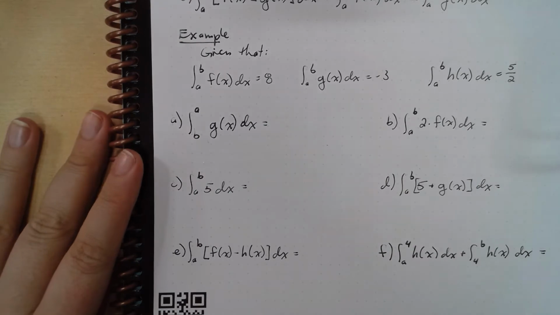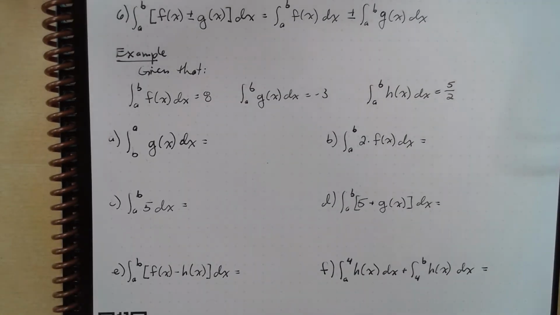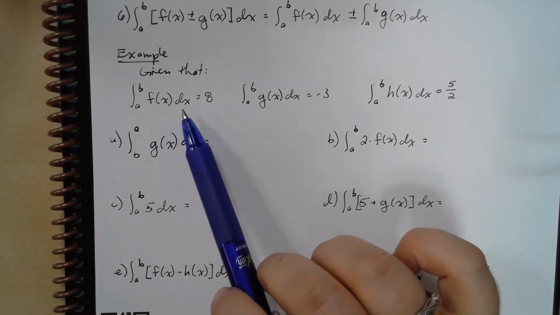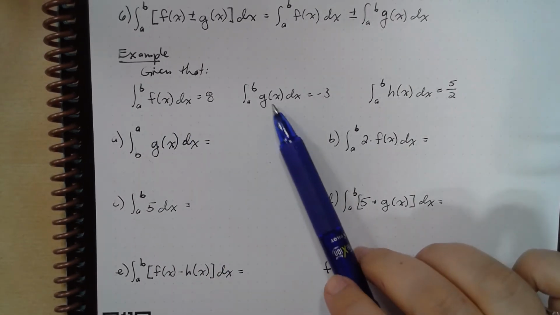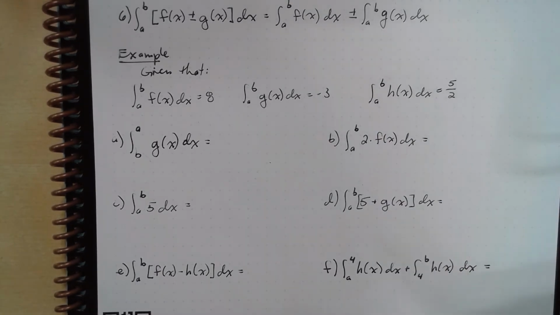Okay, so let's just do a few examples here, and then that's all we're going to do. I don't think it's really too complicated. So given that the integral from a to b of f of x dx equals 8, the integral from a to b of g of x dx equals -3, and the integral from a to b of h of x dx equals 5 halves, we're going to calculate all these.